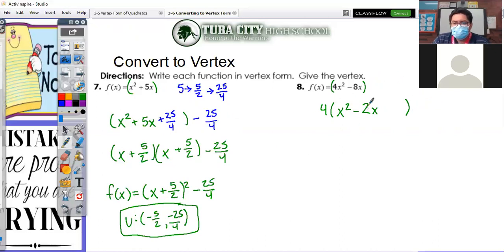So let's go ahead and take this b value. So let's take that number. So take it, half it, square it. So in this case, I get +1.